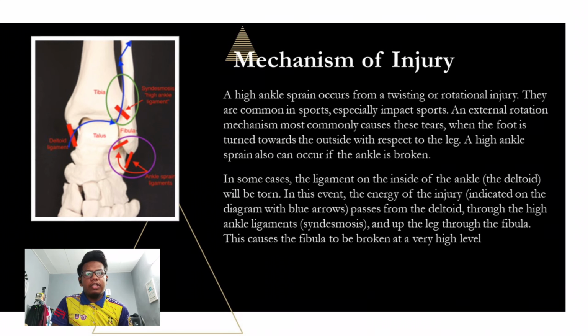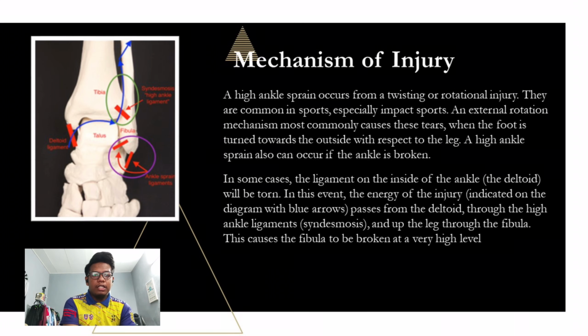So an external rotation mechanism most commonly causes this tear, when the foot is turned toward the outside with respect to the leg. A high ankle sprain can also occur if the ankle is broken. In some cases, the ligament on the inside of the ankle, which is the deltoid, will be torn.